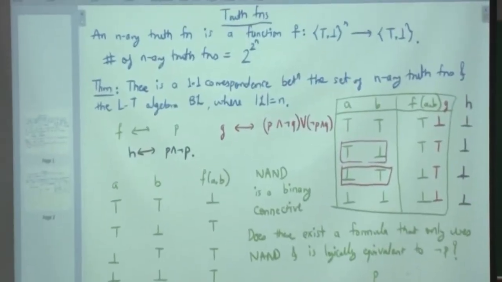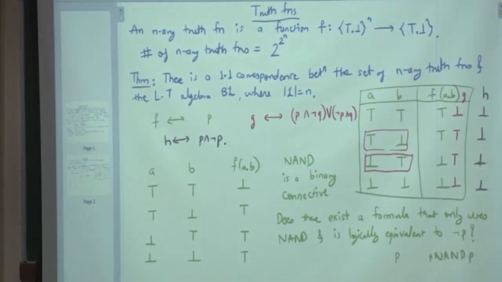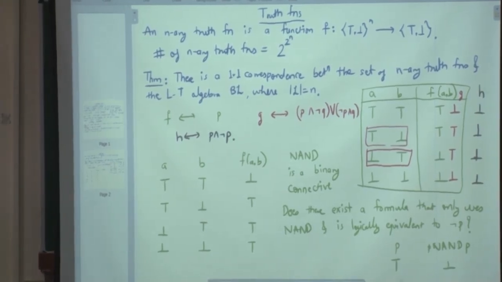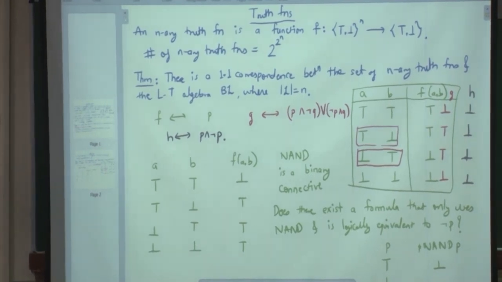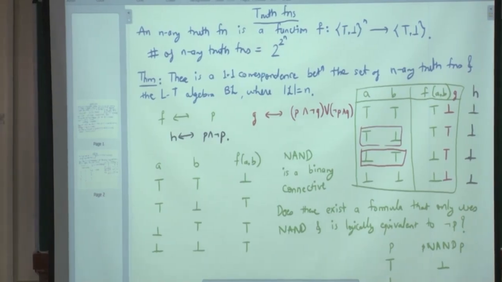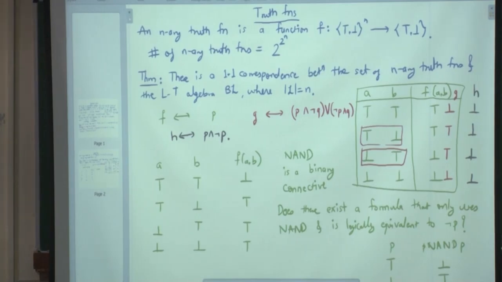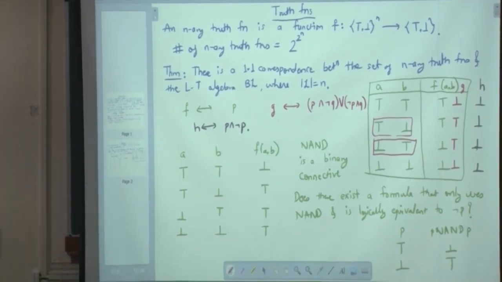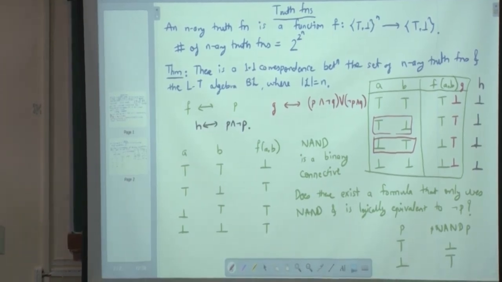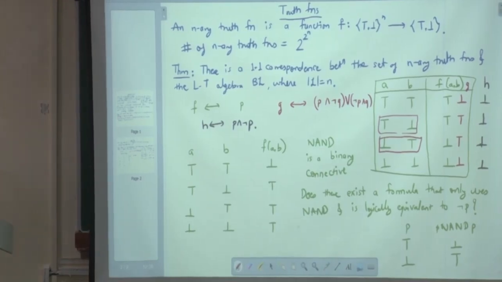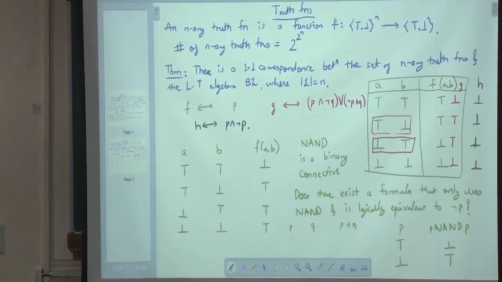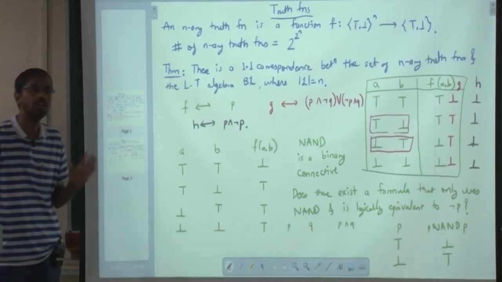P NAND P. Okay, so let us try to write down the table for P NAND P. If this is true, then true will give me false, and if this is false, then you have to look at this particular green table. So false and false should give me true. So P NAND P is sufficient to describe negation P. Now tell me if NAND alone is sufficient to describe P conjunction Q. You want the truth table of P conjunction Q, but you can only use NAND.